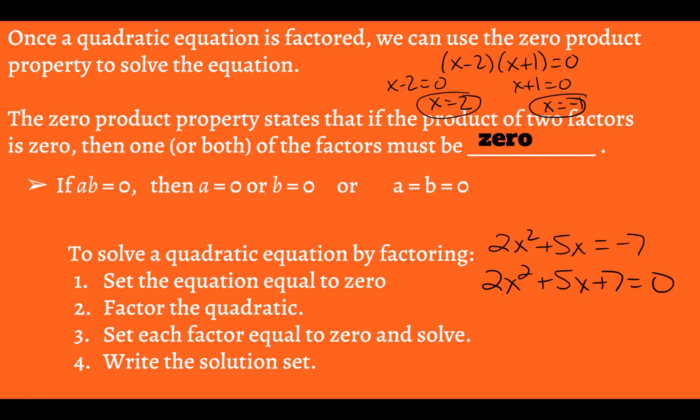Then we're going to factor it like we did last week with the grid. After we get those factors, whatever they are, you're going to make each one equal to 0 by itself. Like that. And then you're going to solve.